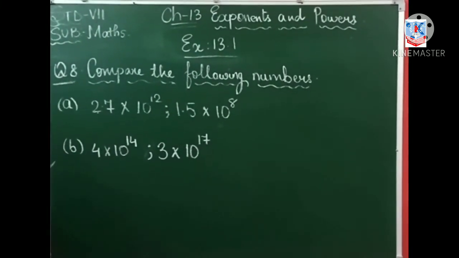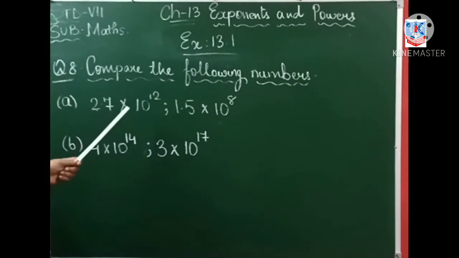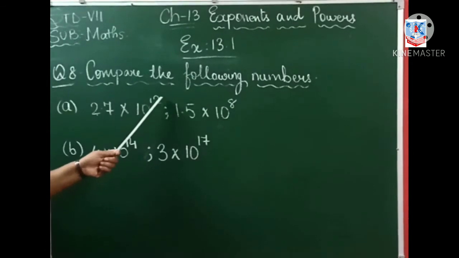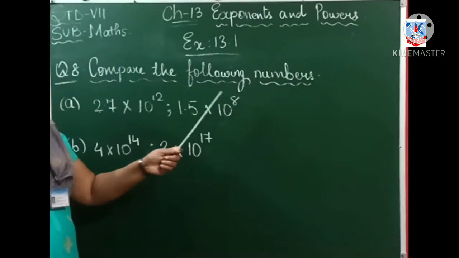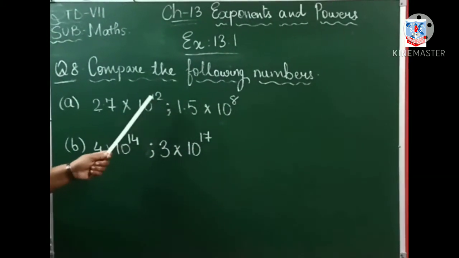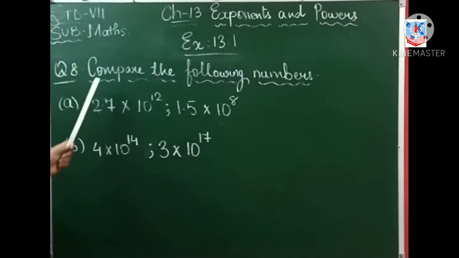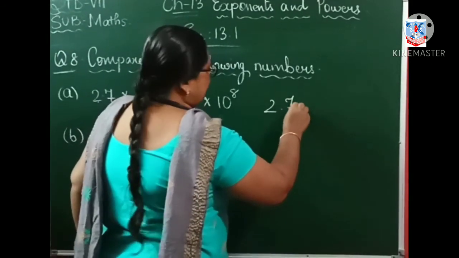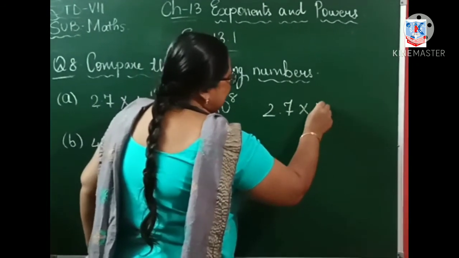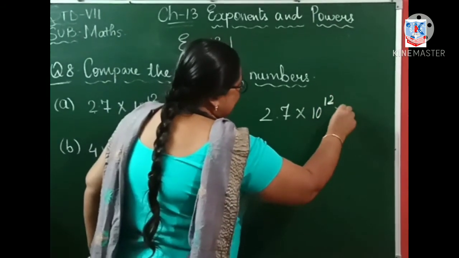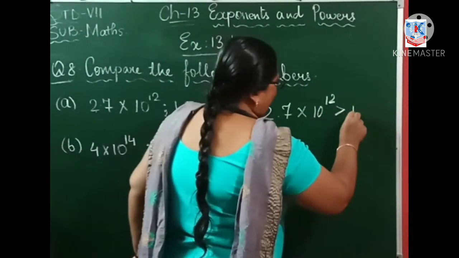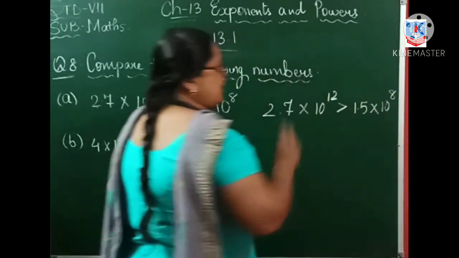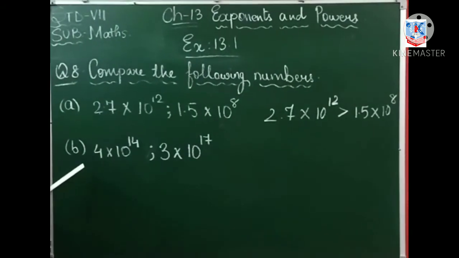Now we have to compare which number is greater. Now see, here the base is same, but the exponent, here the power is 12 and here the power is 8. So which is greater? 12. That means this number is greater. So you will write 2.7 into 10 raised to the power 12 is greater than 1.5 into 10 raised to the power 8. Understood?